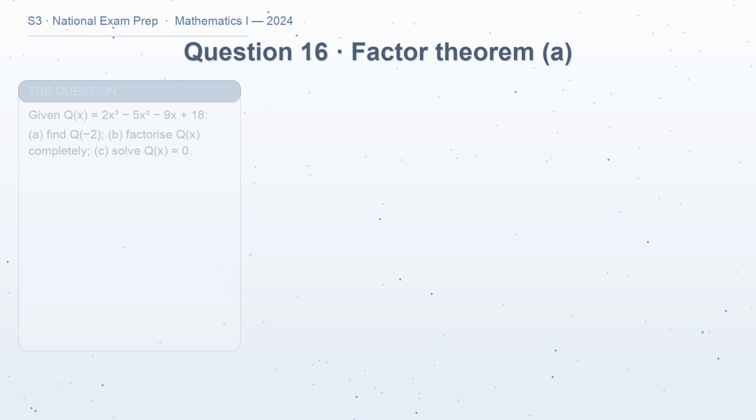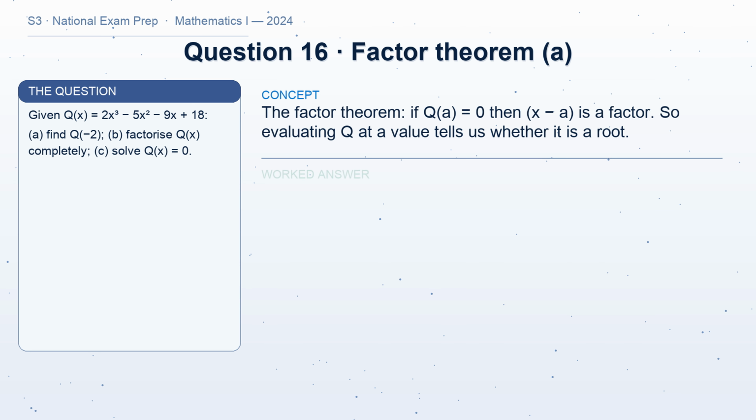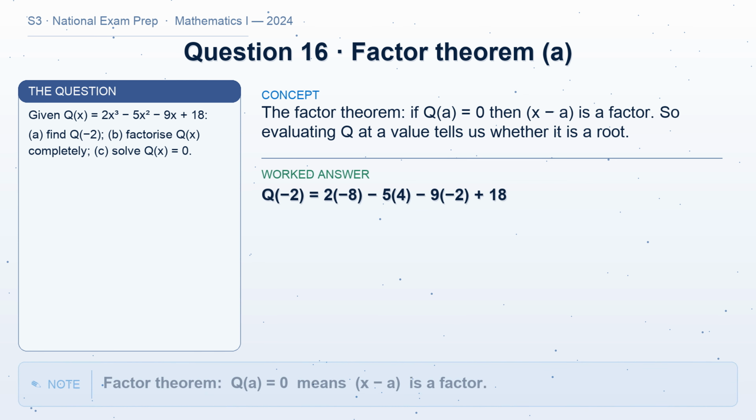Question 16. Part A. We are given q of x equals 2x cubed minus 5x squared minus 9x plus 18. Find q of minus 2. The factor theorem says that if q of a equals 0, then x minus a is a factor. So checking a value tells us whether it is a root of the cubic.